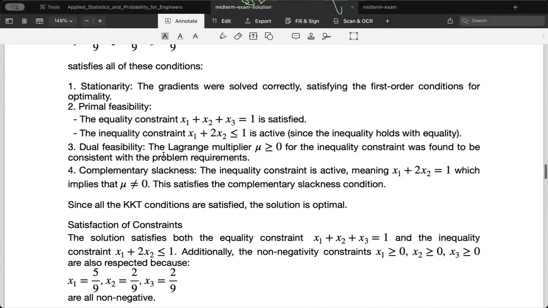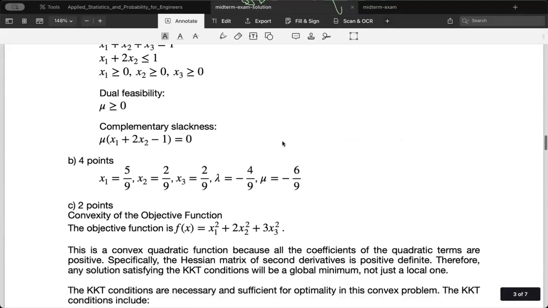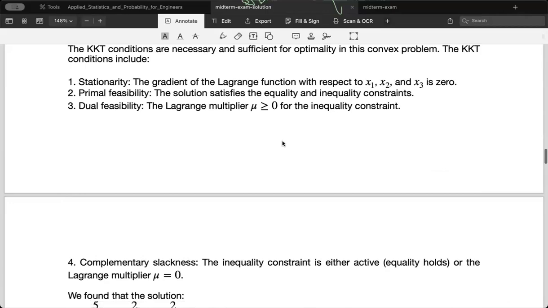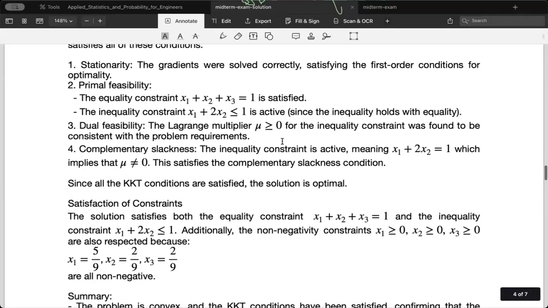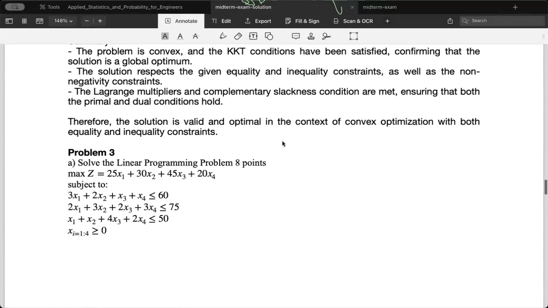Oh, okay. This one I have to check again. The Lagrange multiplier mu is greater than 0. We got here mu less than 0. So we have to check this.